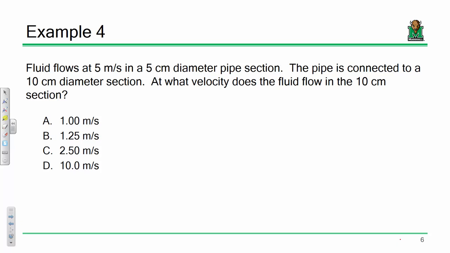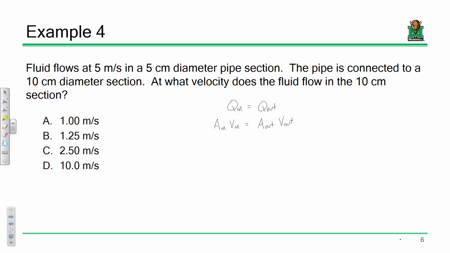So Q equals AV, right? Continuity: flow in equals flow out. It's just the law of conservation of matter. Fluid can't be created or destroyed. So I propose that I have fluid going into a section and coming out, and the flow in has got to be the flow out. So that's the area in times the velocity in equals the area out times the velocity out.